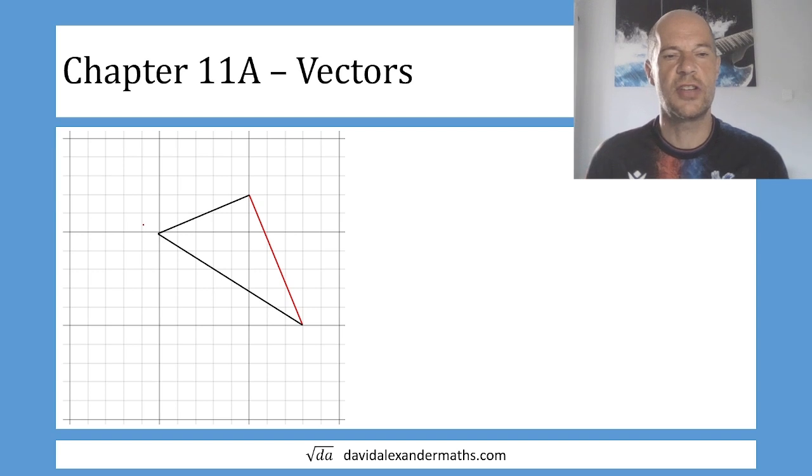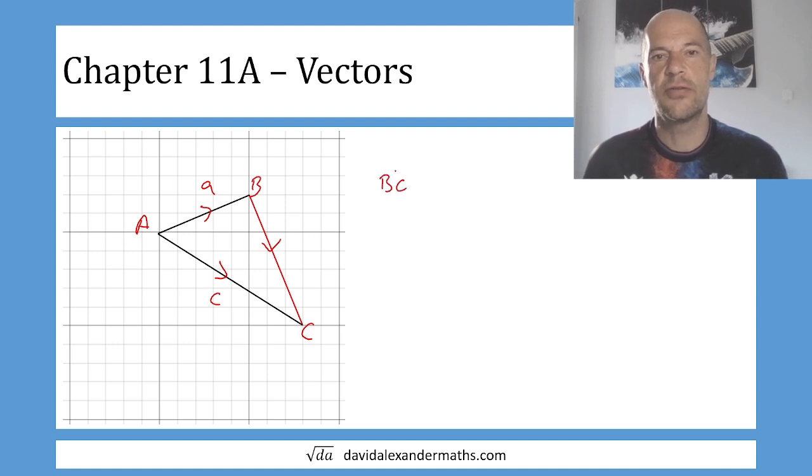Okay, so let's look at how we can do some subtraction with vectors. If this is point A and this is point B and this is point C, and vector A to B is a and vector A to C is c, then how can I label the vector B to C? So how can I go from B to C?